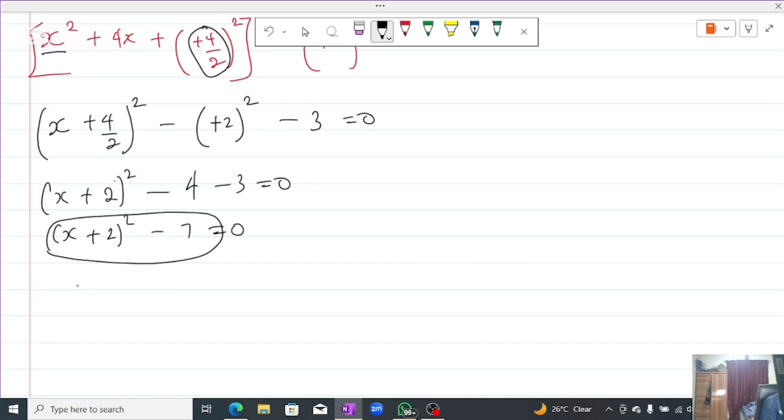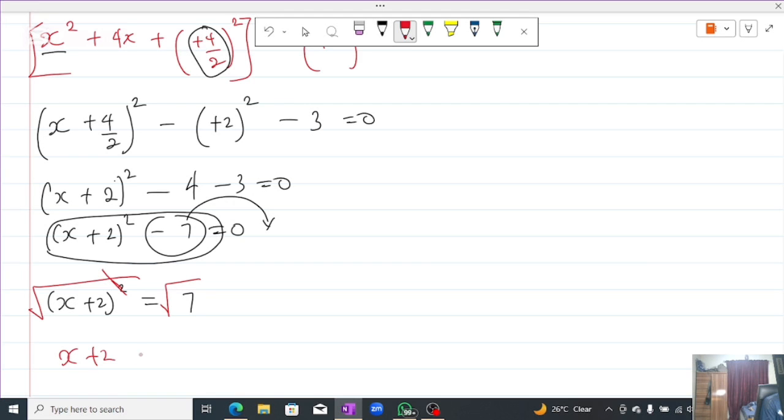Once you are done with this, the next thing is you want to find the roots, or the zeros. So you have x plus 2 squared equal to 7, that is taking this minus 7 to the other side. Then you square root both sides. That will be x plus 2 equal to plus or minus root 7.